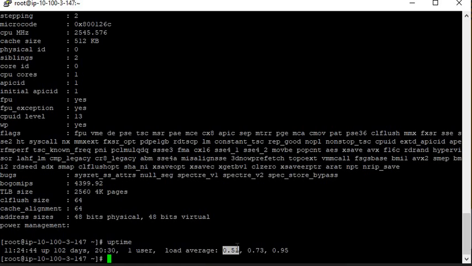There may be other parameters like IO, disk IO, which also add into this. That IO can also cause an increase in load average.